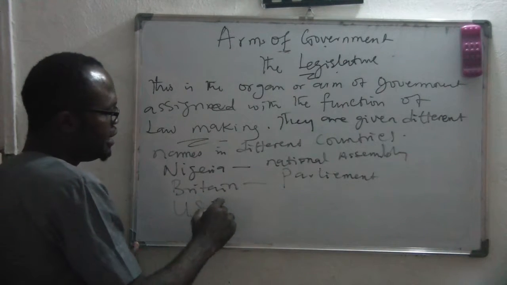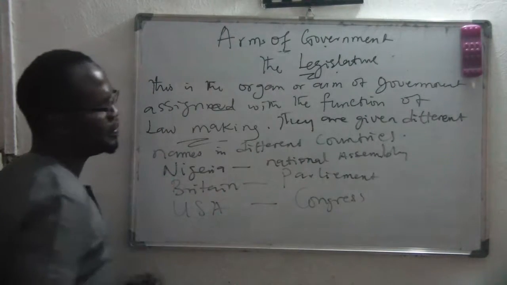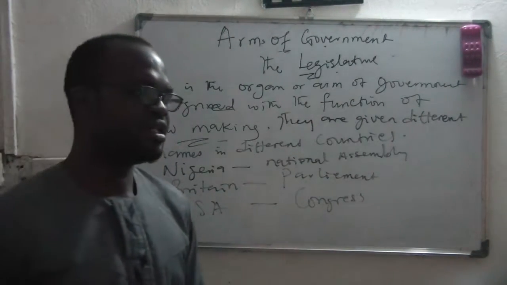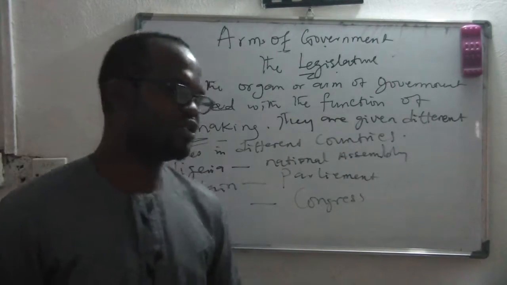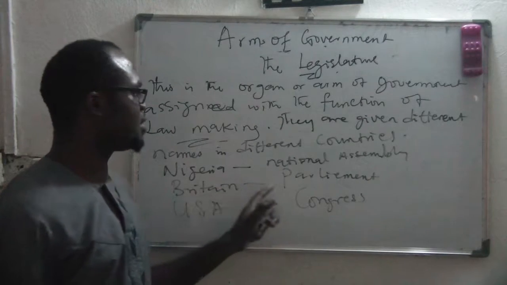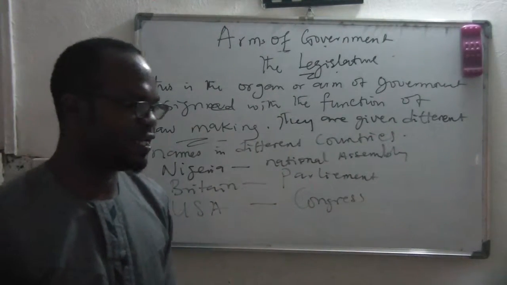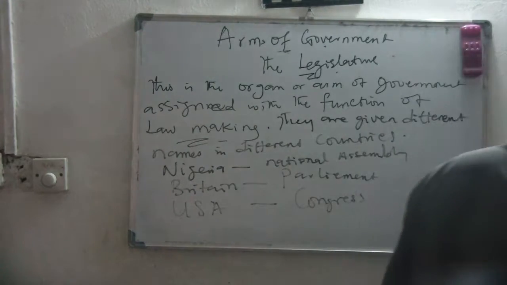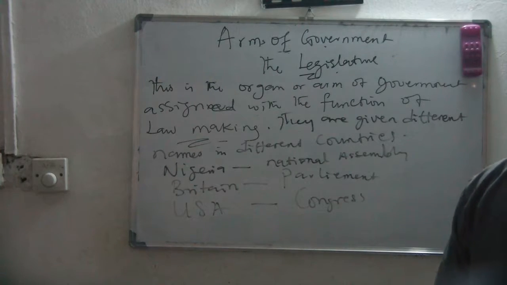In the USA, the legislature are called the what? Congress. You understand? So the legislature are given different names in different countries. In Nigeria, we call them the National Assembly. In Britain, we call them the Parliament. In USA, they call them the Congress. Is that clear?